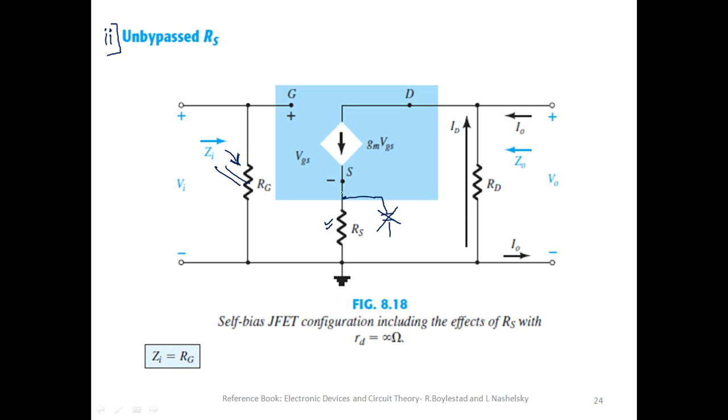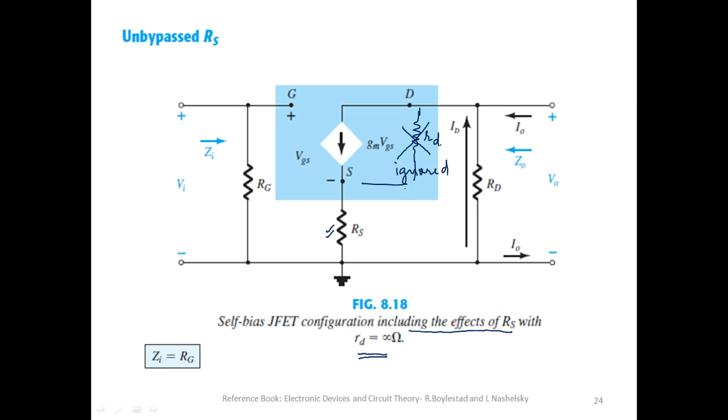So what is being done here? Let me erase them. As of now the circuit shows the self bias JFET configuration including the effects of RS. Since RS is included, it is shown in the circuit with rd equal to infinite, the JFET's internal resistance being infinite. That means as of now this parallel resistance, which should have appeared here, is ignored.